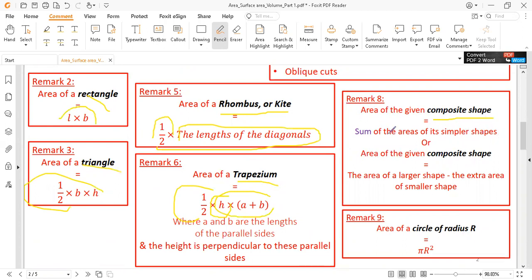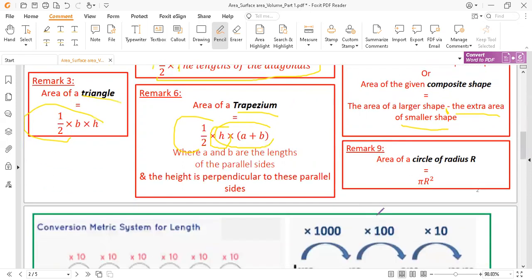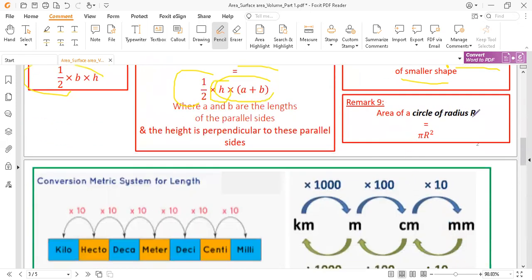We can divide the given shape into simpler shapes, and then we evaluate each area aside. Then we can sum them to obtain the area of the given shape, or we can complete the composite shape to a larger simple shape. Then we can subtract the extra area of the smaller shape. And the area of a circle of radius r is pi r squared.